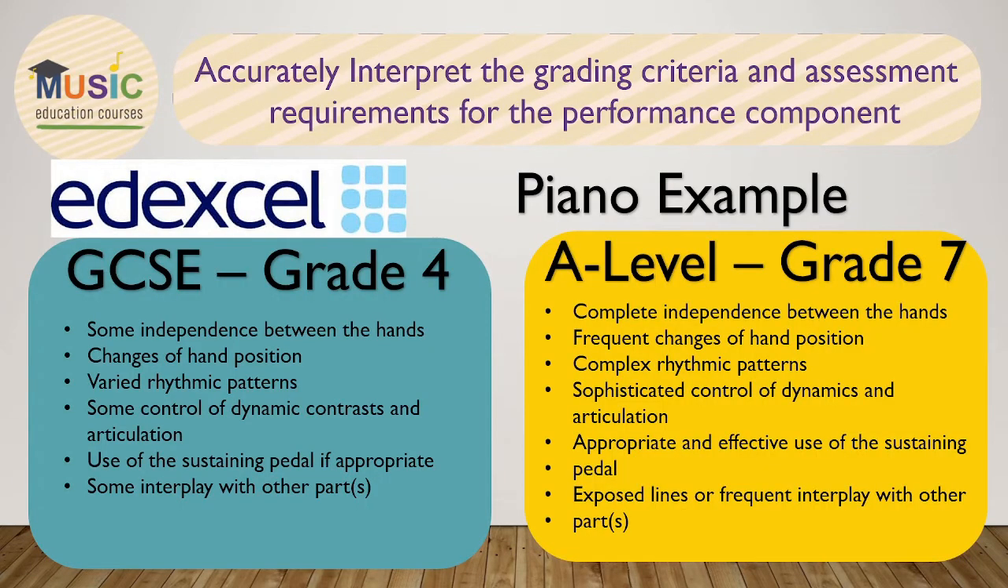Now we're going to go through examples that Edexcel give in a different document for a standard level GCSE piece, what's expected for different instruments, and a standard level for A-level. Remember, grade 7 is the second year of A-level. The first year, so AS, is grade 6 for standard, for the middle line.